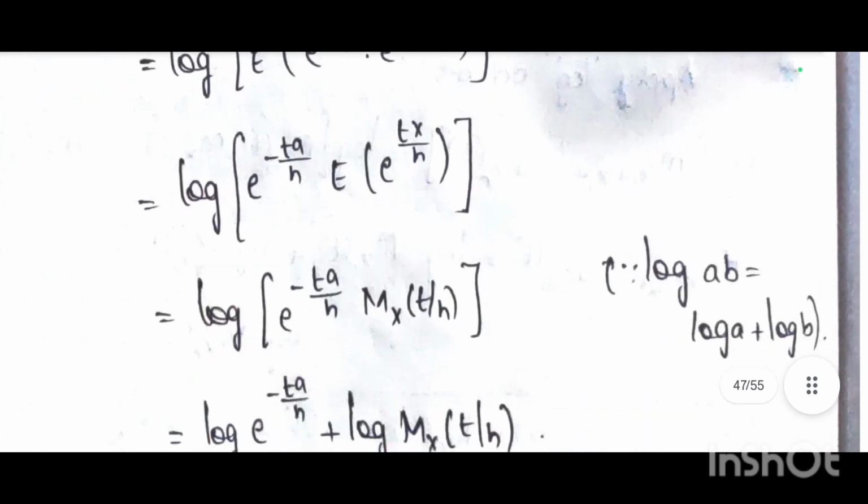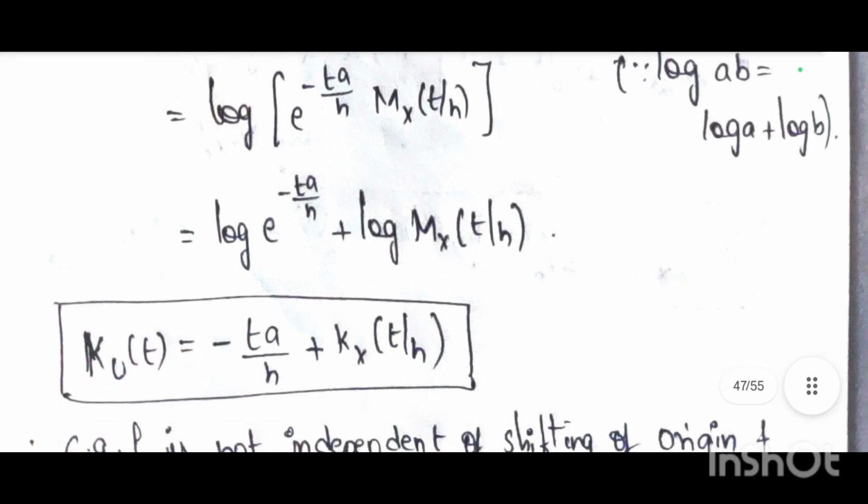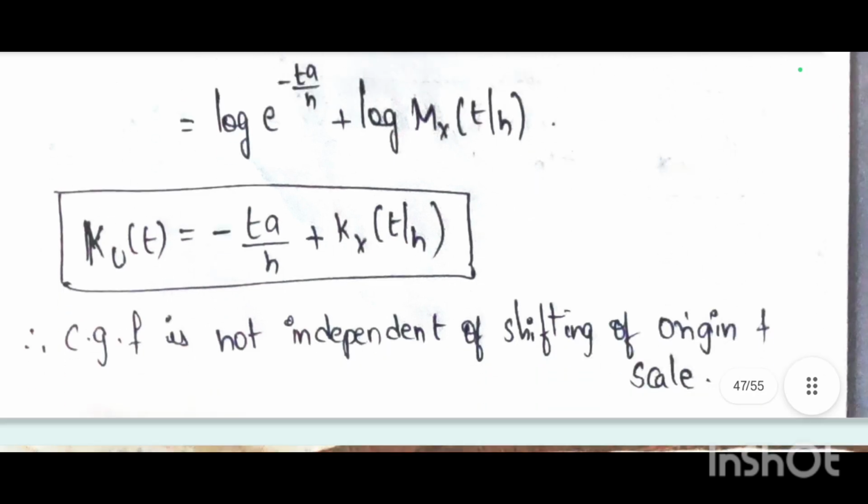Then here e to the power of minus ta by h is a constant, so put it outside and apply logarithm to that. Both are in multiplication, so you can apply the formula. This will become the logarithm of Mx of t divided by h. So the CGF is not independent of shifting of the scale and origin.